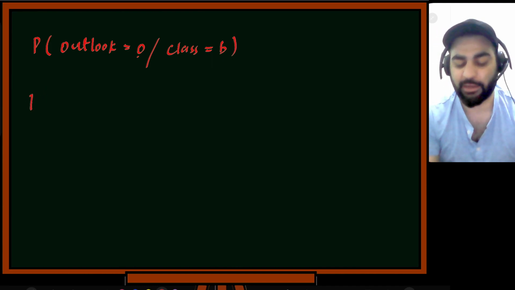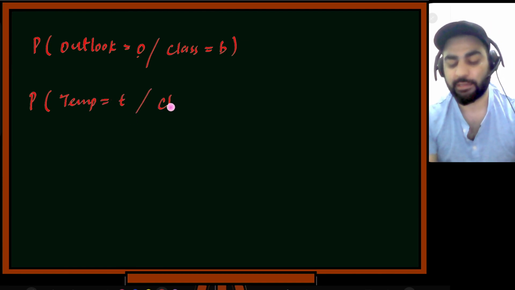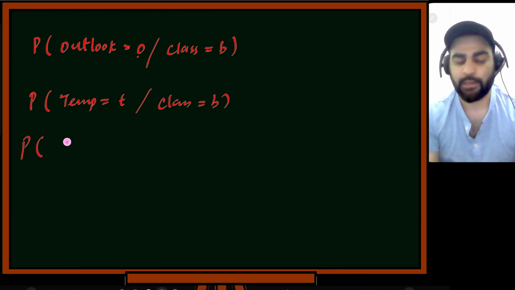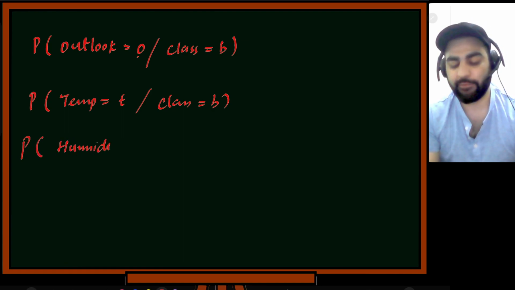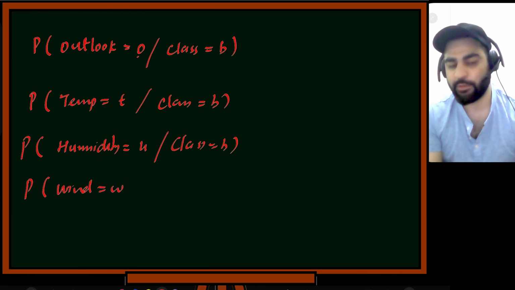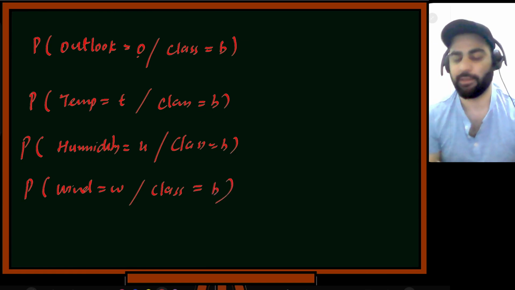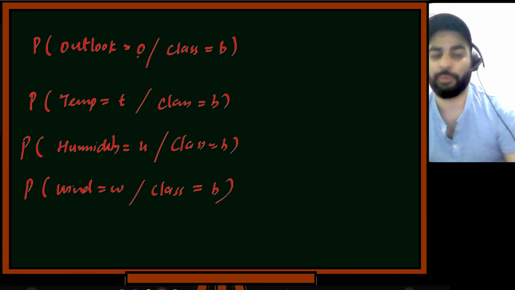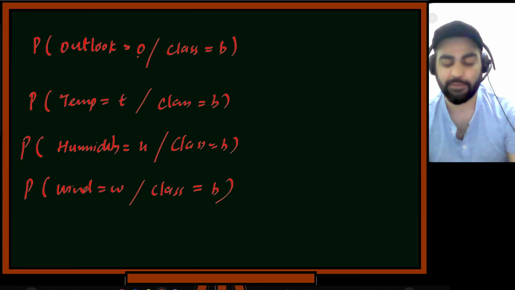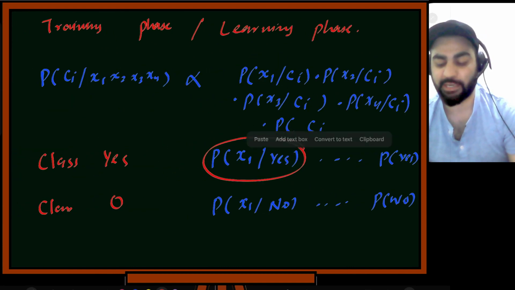Similarly, we'll take the probability of temperature being some value T given class B. Then humidity will take some value H given class B. And the last feature, wind, will take some value W given that the class is play, or B, something like this. This is what we have to compute basically. Here O is the value outlook takes, T is the value temperature takes, H is the value humidity takes, W is the value wind takes, and B here is class yes or no. So that's what I wrote here: X1 given Ci, X2 given Ci.